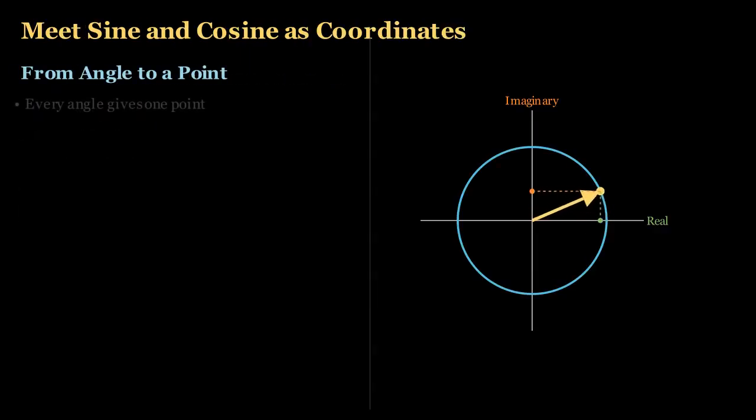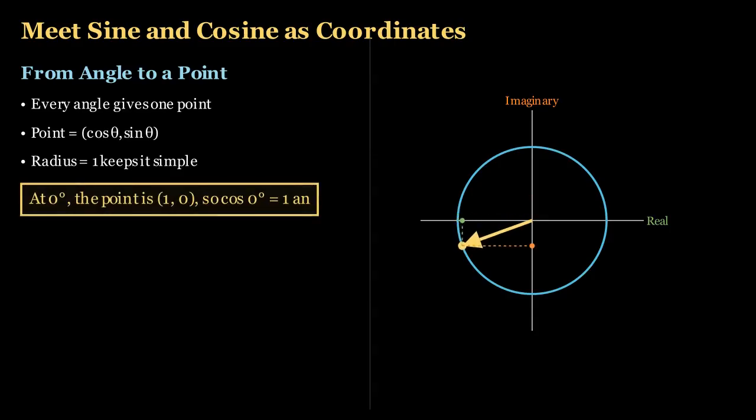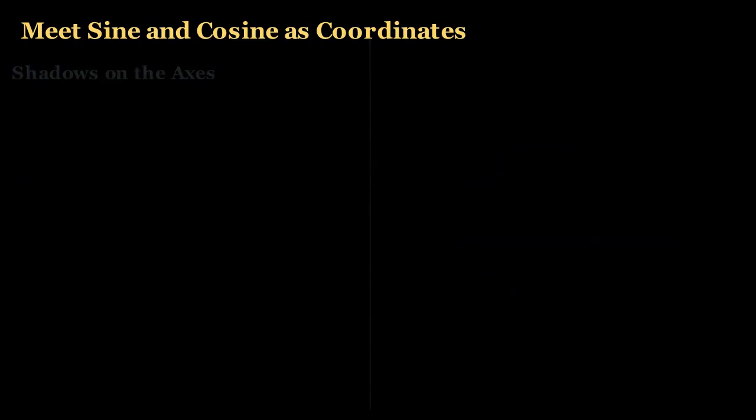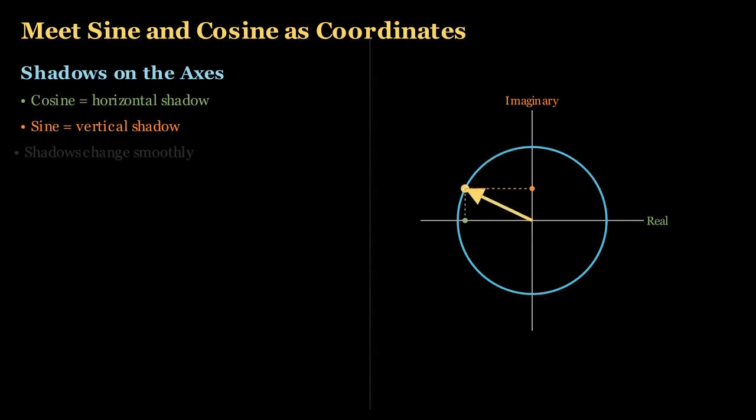We just built a circle with radius 1. Now, pick any angle, the ray hits the circle at exactly 1 point. That point's x and y are the cosine and sine. Imagine a light shining from far away. The point casts a shadow on the x-axis, that's the cosine. Its shadow on the y-axis is the sine.